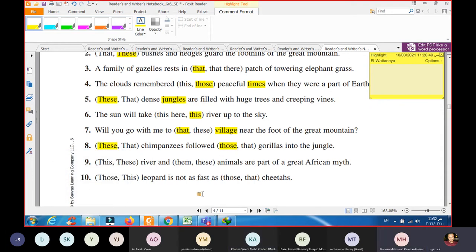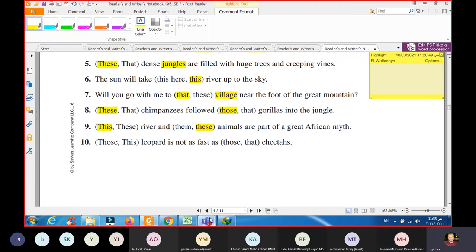Okay, great. Number nine. Okay, Marwan, go on. This river and these animals are a part of a great African myth. Yeah. This and these. This and these. Yes. Yeah, this river and these animals.